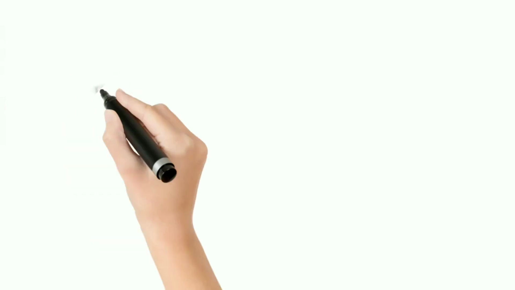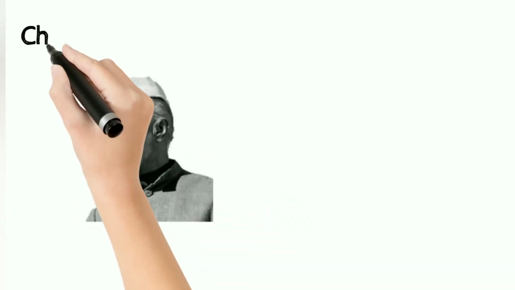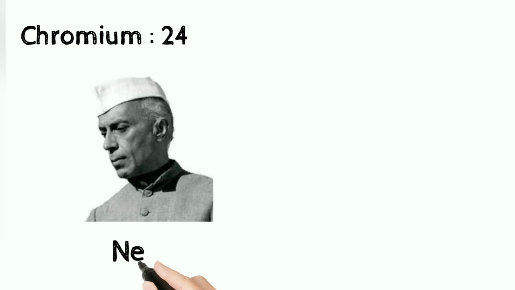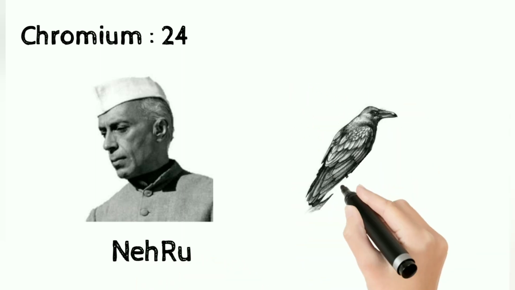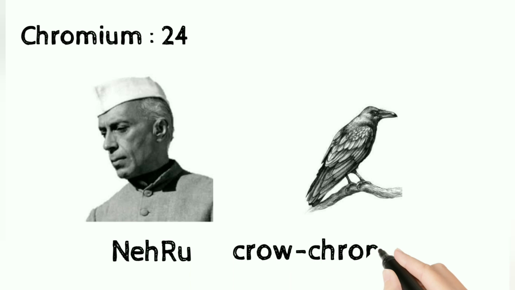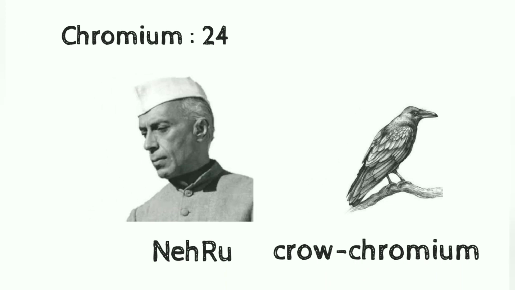The next element, chromium with atomic number 24. Here the peg word is Nehru. Our Prime Minister Jawaharlal Nehru is having a crow in his hand. Here the word crow is the mnemonic for the element chromium. Now Nehru is having a crow in his hand. From this crow you can easily come up with the element chromium. Just a simple note here. For the word Nehru, the peg letters are N and R for the atomic number 24.